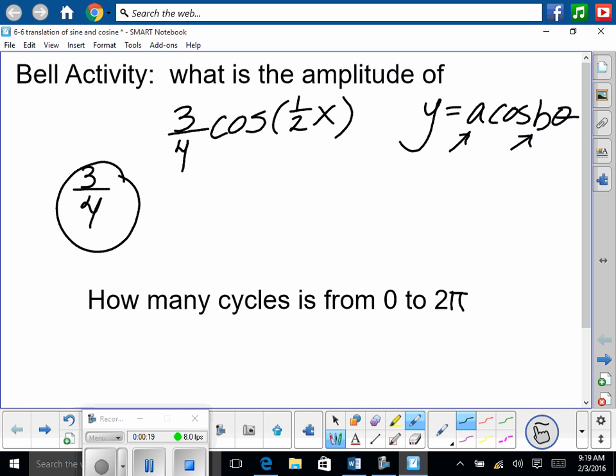3/4. Good. How many got that right? Awesome. Good. It was not a trick question. This is actually right off the end of level test. And then how many cycles from 0 to 2 pi? 1/2, right? B theta. Okay. How many got that right? Good. Some of you even went as far as to give me the period, which was great. So good job for you.